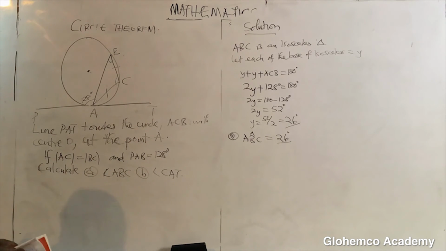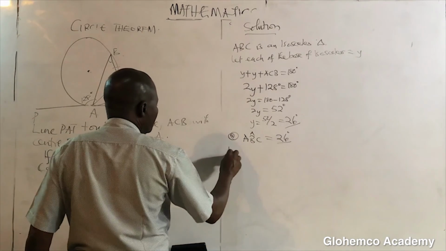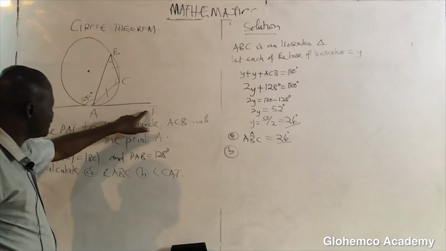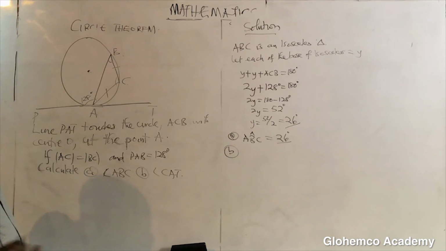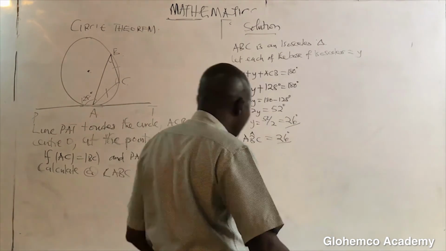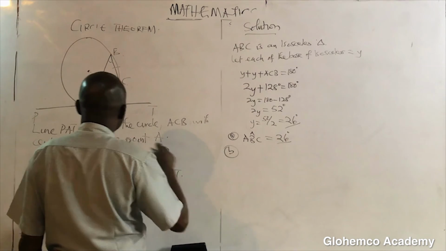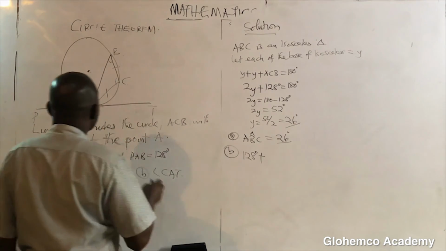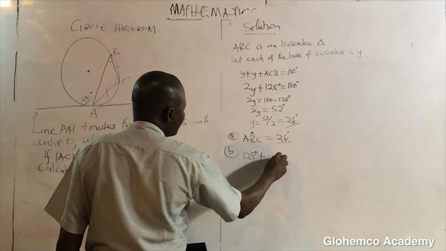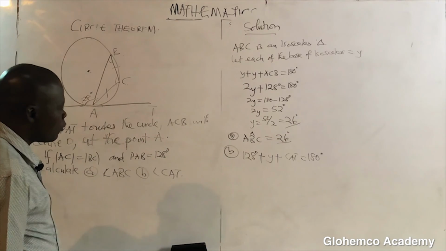Then, what is the other one? After getting ACB, what else do you have to find? CAT. It is easier for us to find CAT now. Once you know the value of ABC to be 26, we want to find CAT. If you look at this point, this is a straight line. And we have been told that angles in a straight line equal 180 degrees. This angle is 128. You can now say that 128 degrees plus the value of this angle, which is y, plus the value of this angle, CAT, everything must equal 180. That is the sum of angles in a straight line.